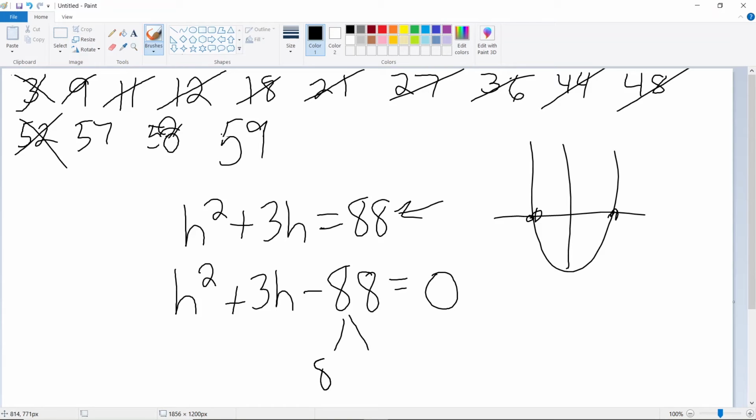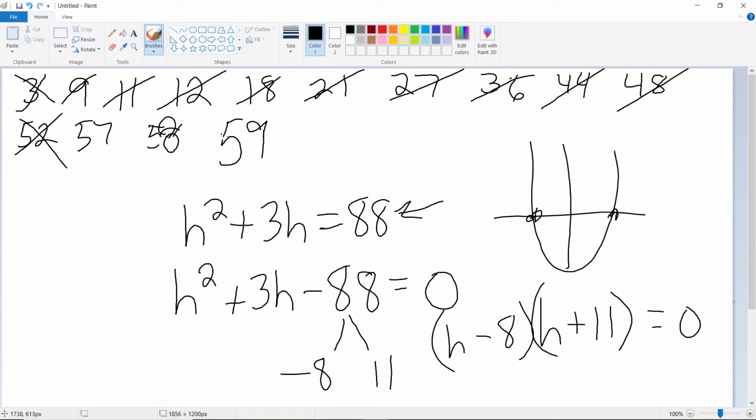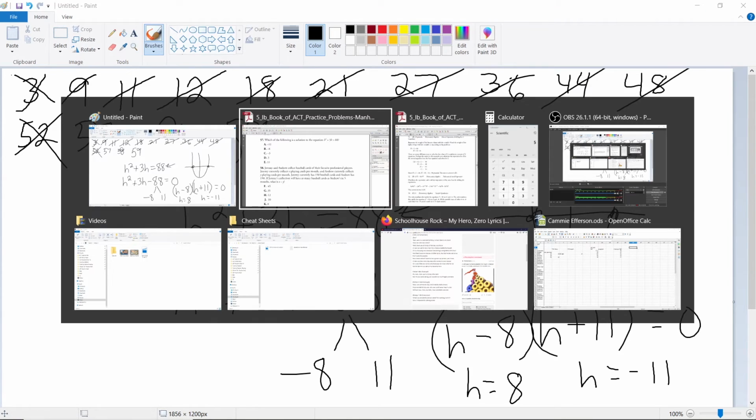Well, I can think of 8 times 11 is 88, and equal positive 3 rather, and one of them has to be negative, and I'm going to say it's the 8 that's negative, because 11 times negative 8 is negative 88, and 11 minus 8 is 3. So then it's h minus 8 and h plus 11 are the factors of this. And then you set each one equal to 0. H minus 8 equals 0. H equals 8. In other words, you flip the sign. H plus 11 equals 0. H equals negative 11. So our answers are 8 and negative 11.